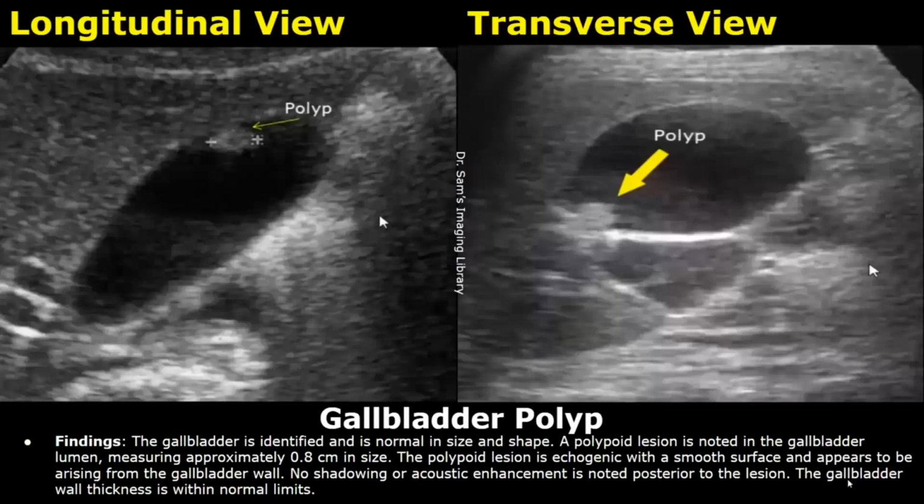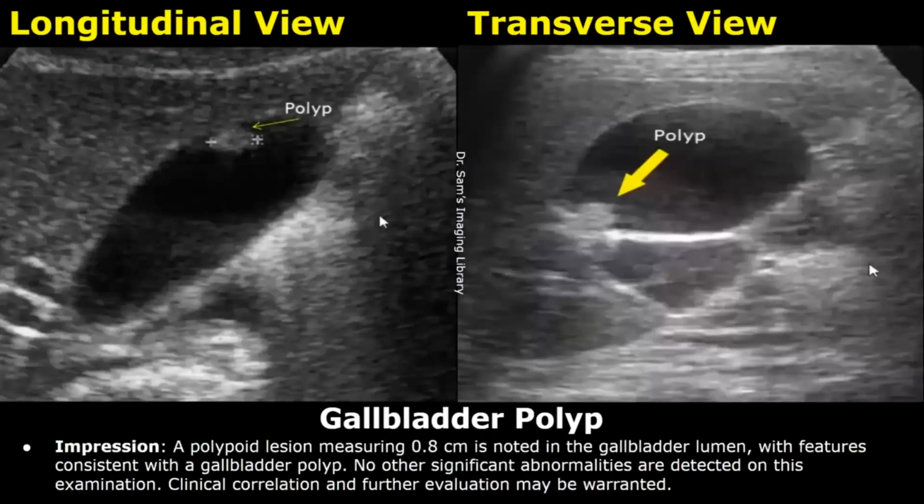And then you can write about the gallbladder wall thickness. In the impression, you can write a polypoid lesion and its size, and then you can write features consistent with a gallbladder polyp, and finally you can write about clinical correlation.